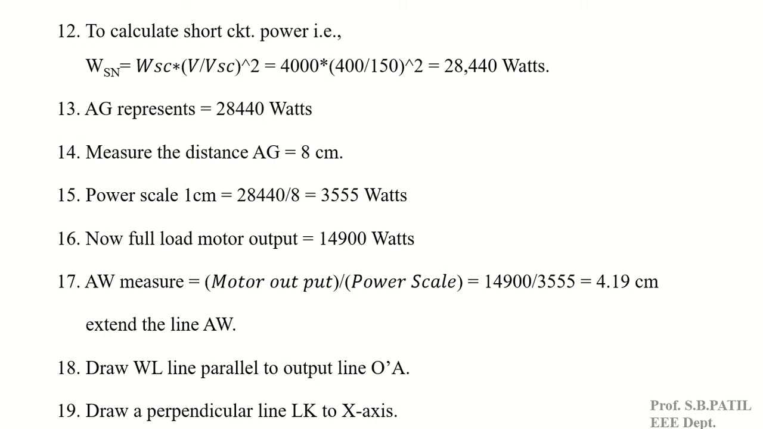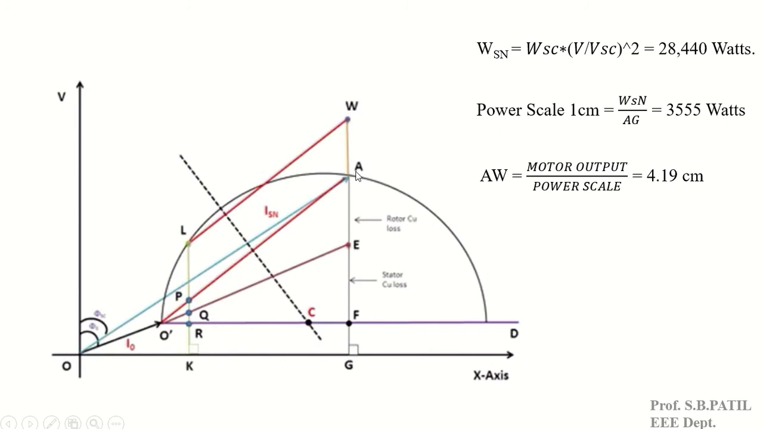Therefore, power scale, that is 1 centimeter equal to 28,440 divided by 8, that is 3,555 watts. Now, full load motor output equal to 14,900, it will be given in the example. Next, to measure the AW equal to motor output divided by the power scale, it will give 4.19 centimeter, that is AW. We can extend that line here by measuring this one. You can extend this line AG up to AW.